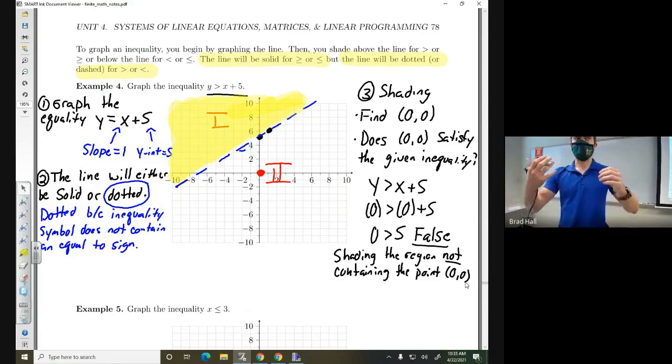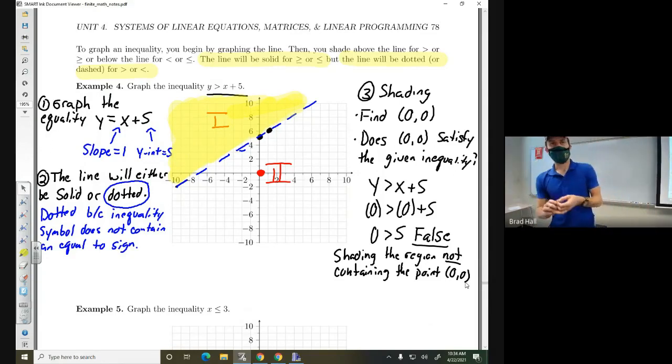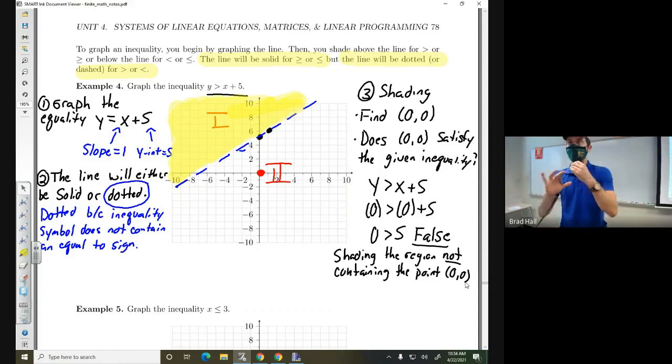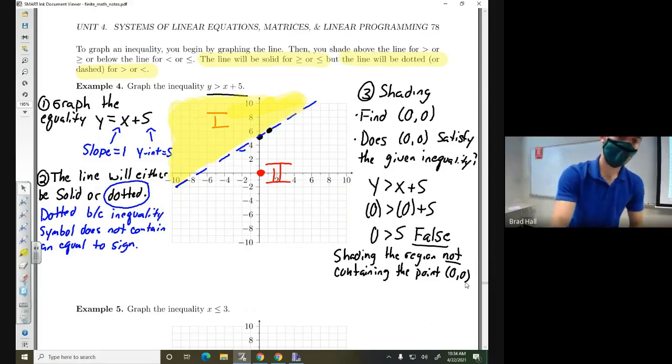Now, how you do this in MyMathLab: after you plotted your line and told MyMathLab whether to make the line solid or dotted, there's a paint bucket tool. Once you click on that, after you draw your line, you click with your cursor on any particular region of the graph and it will highlight that whole region for you.